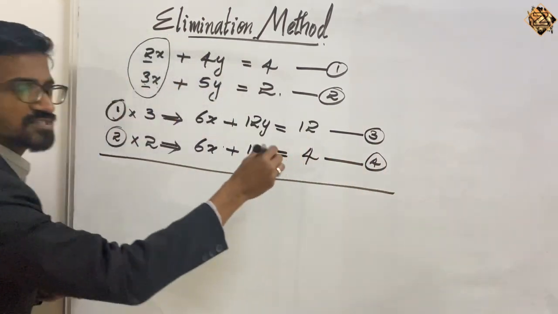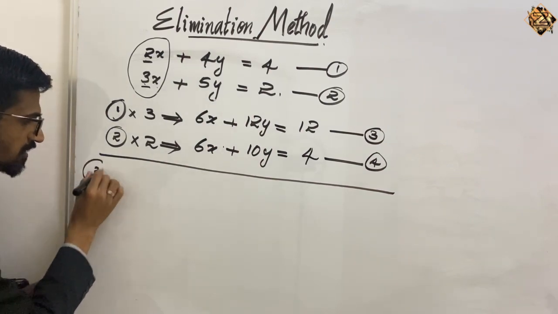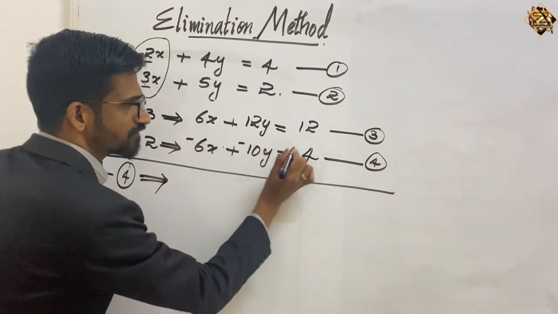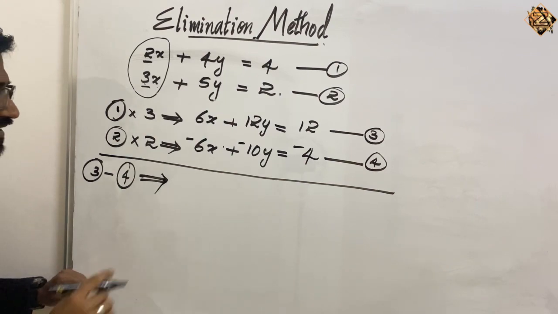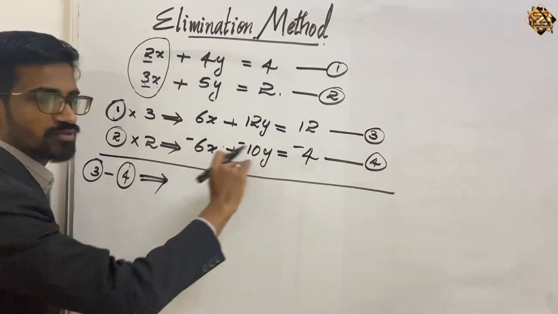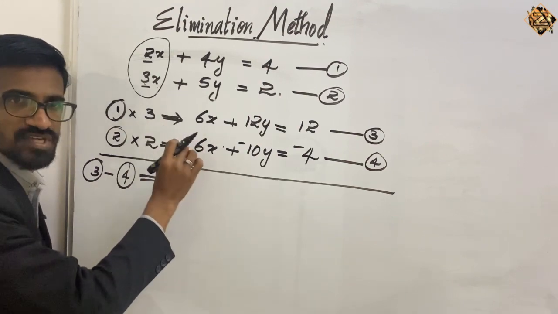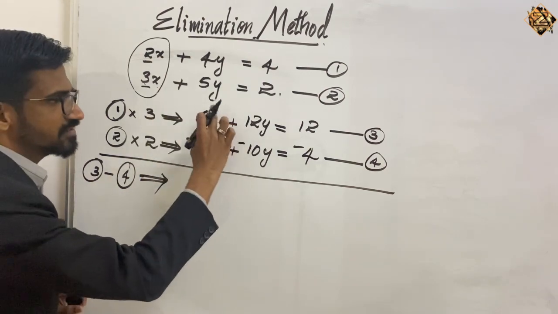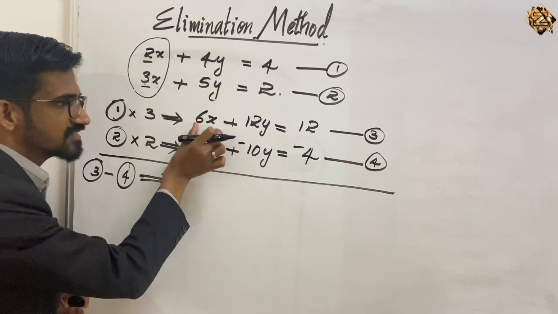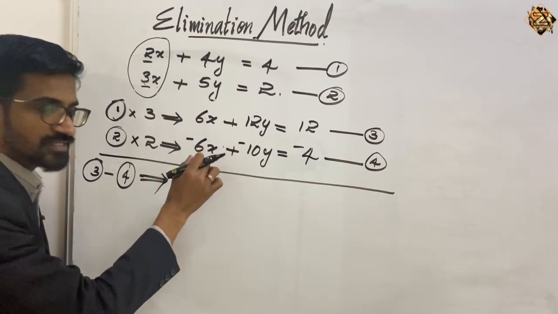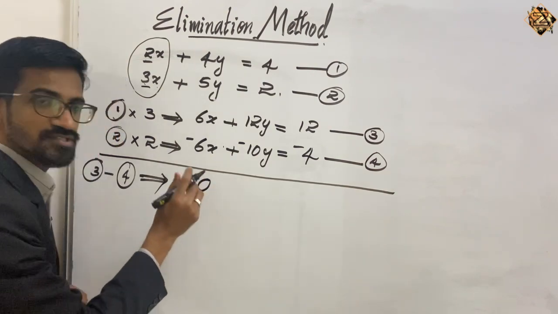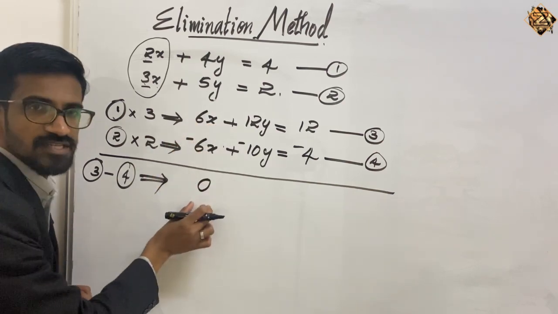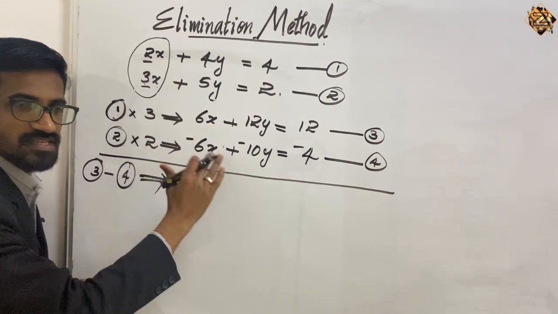Next step is to subtract these two equations, equation 3 minus equation 4. So before subtracting, we will change the sign of the second equation. If it is positive, we'll put negative sign. If it is negative, we'll put positive sign. Now after multiplying, we can see both the coefficients of x are the same, 6x, here also 6x. So when we subtract, 6x minus 6x, we will get 0. So the x term is eliminated.